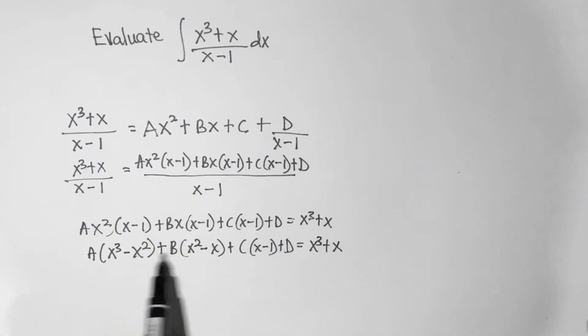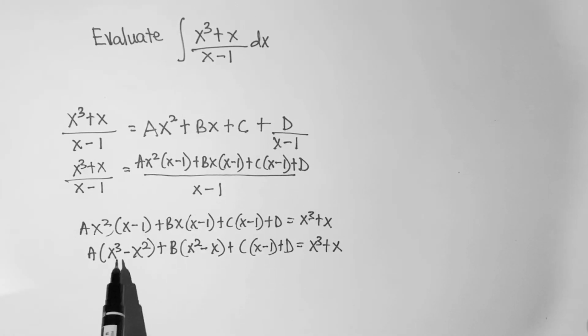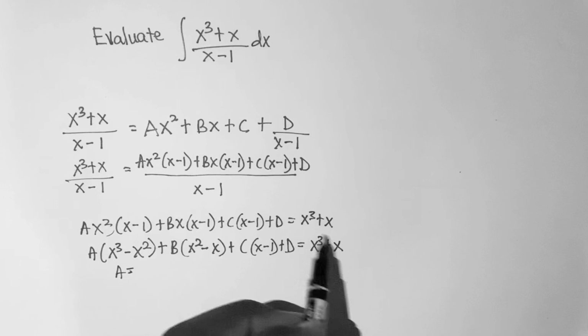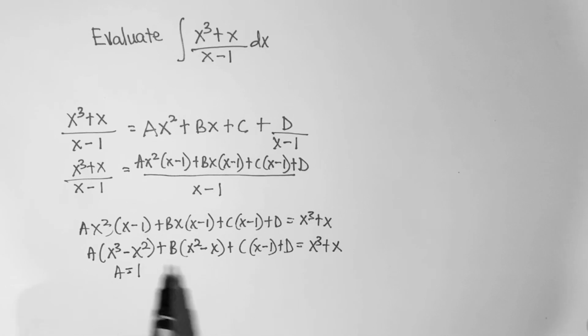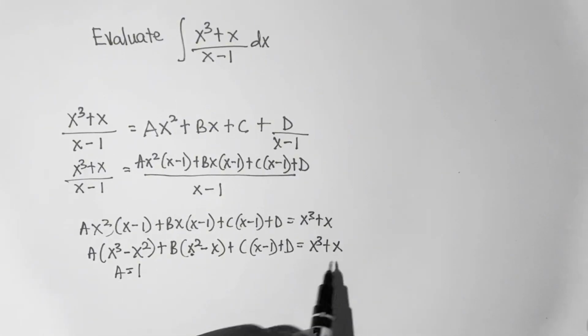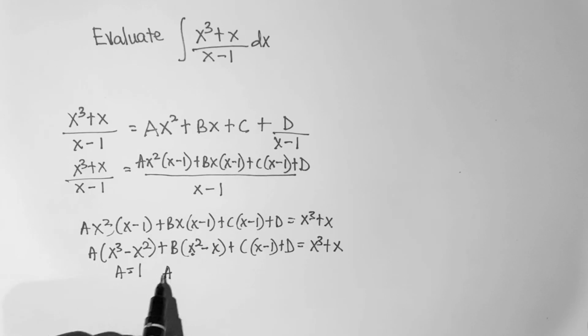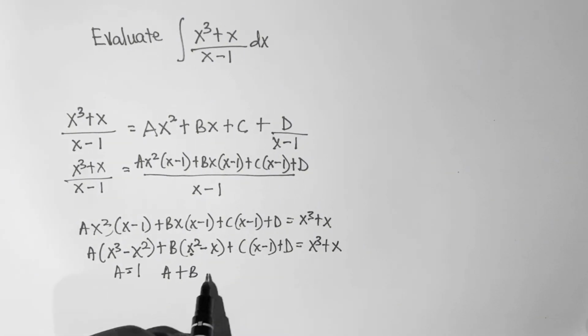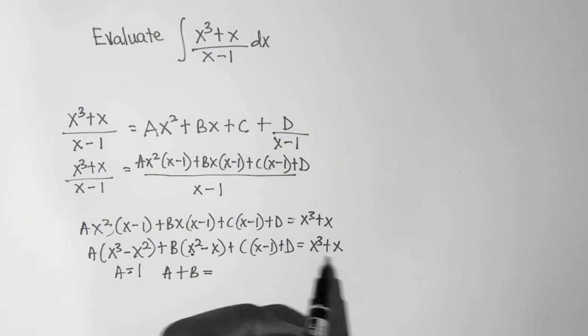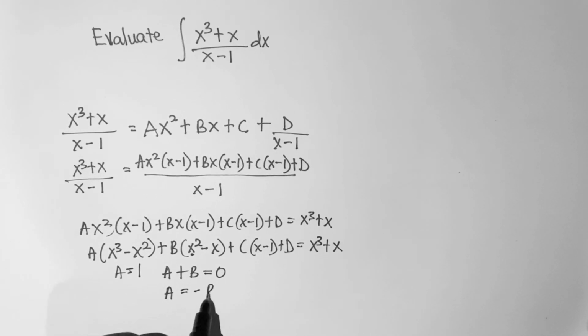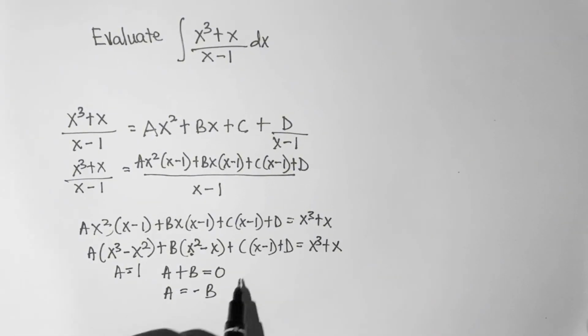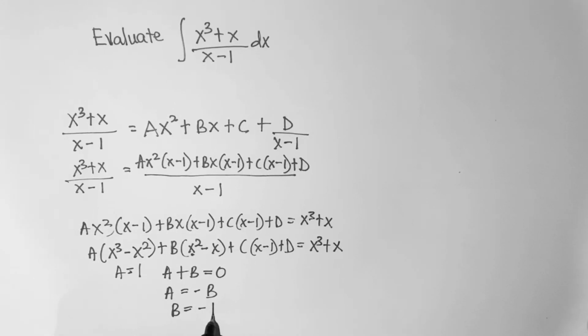You can see that on the left hand side, the only place where we have x cubed is here. So outright, the coefficient of x cubed here is 1, so a is equal to 1. Apart from that, we have x squared here and x squared here, and none on the right. So we have a plus b is equal to 0, since there is no x squared on the right. This implies that a is equal to minus b. So if a is equal to 1, then b is equal to minus 1.